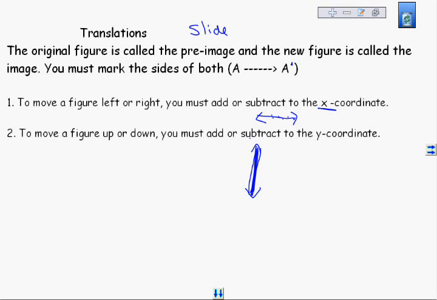Some people say you run before you fly, you walk before you get on the elevator. Coordinates are written x, y. So you run before you fly, or you walk before you get on the elevator. Whichever way it's going, that's what you have to add or subtract to.